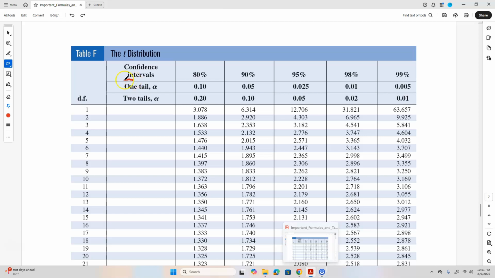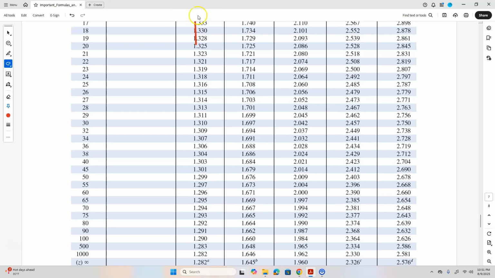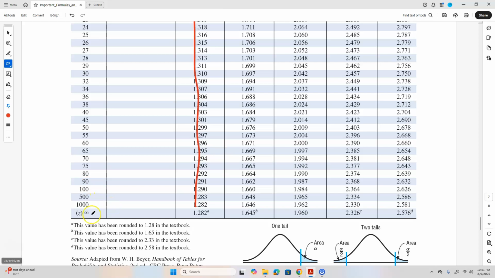Okay, so here's our one tail, 0.10, and it's a z-test, so we're going to go all the way to the bottom. And that's our smallest z-value that we've used of 1.28.